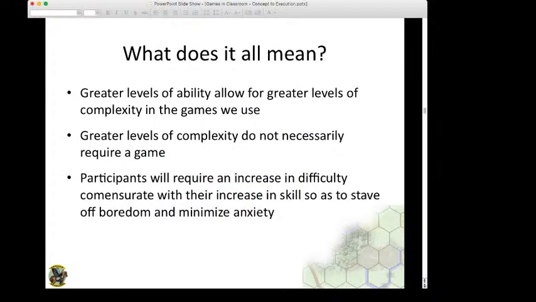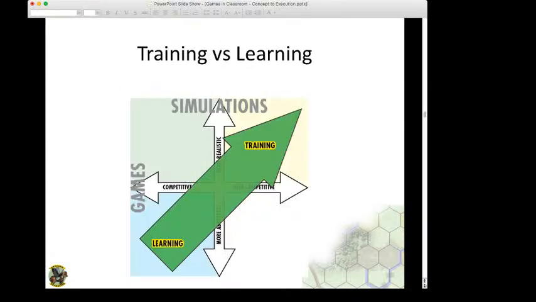So what does this all mean? Greater levels of ability allow for greater levels of complexity in the games we use, right? But those greater levels of complexity do not necessarily require a game. We don't have to keep score. But participants will require an increase in their difficulty in order to stave off boredom, in order to minimize anxiety. We've got to maintain the challenge in front of them appropriate to the level of skill that they're at. So that's what we're looking at when we start talking training versus learning here.